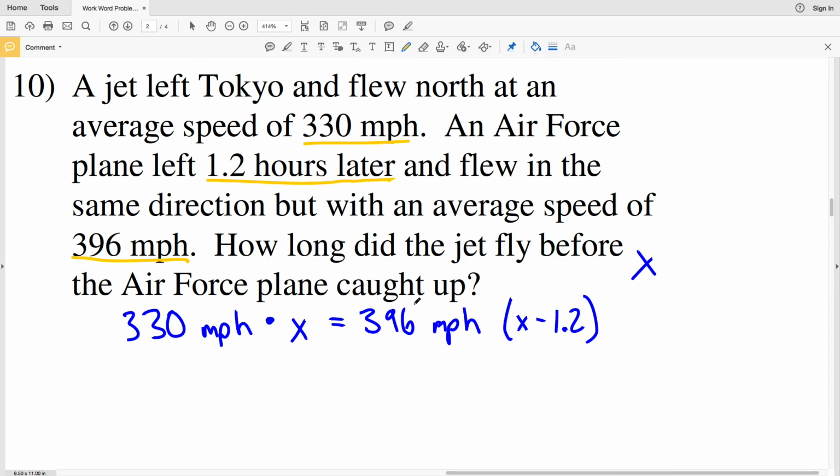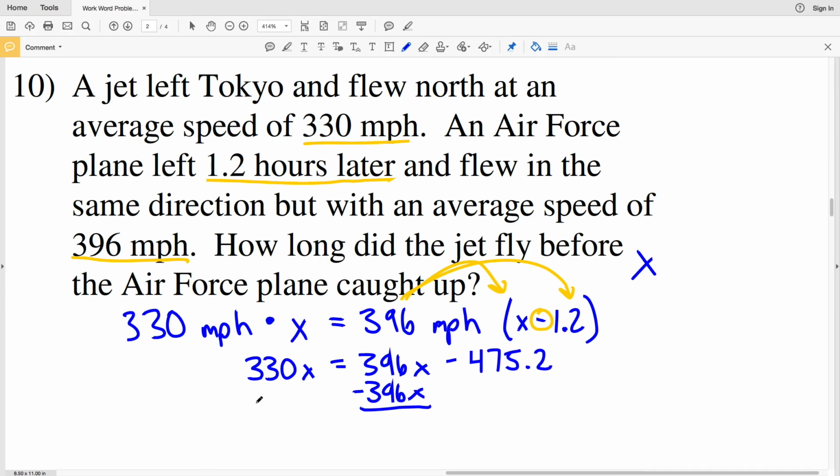So now we're going to simplify and solve. We're going to distribute 396 to the x and to the 1.2 with subtraction in between. So we'll have 330x, and that's going to be equal to 396x minus 396 times 1.2, which is 475.2. So now we'll subtract 396x from both sides of the equation.